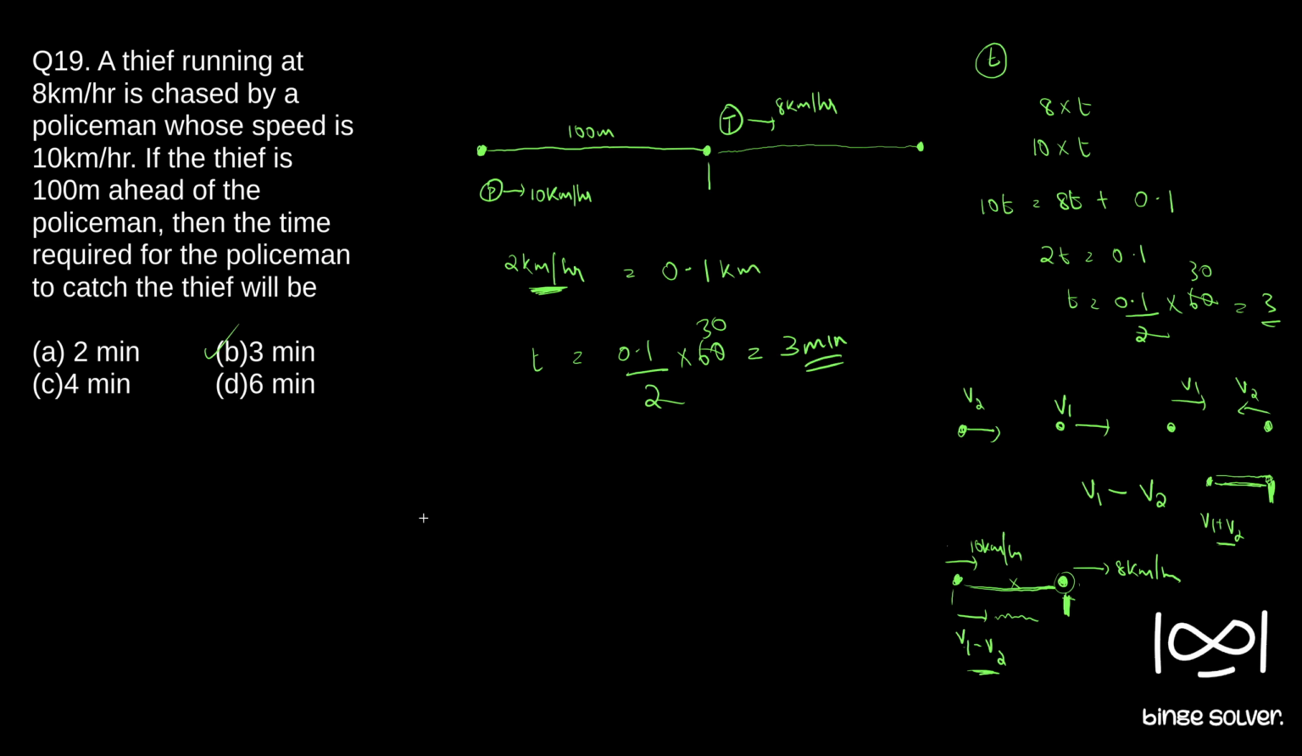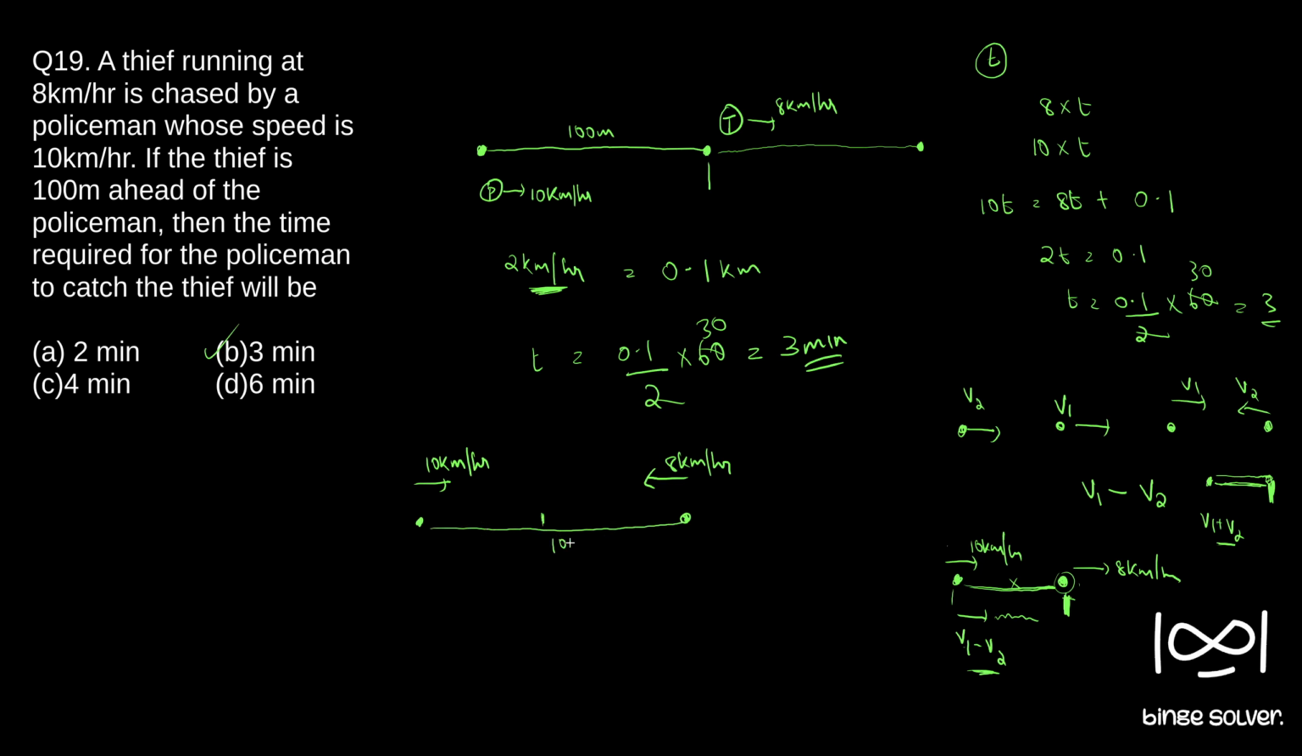Just for the sake of understanding, I will give another case where, say, the policeman is running at 10 km per hour in this direction, and the thief is running at 8 km per hour towards him. So this is highly unlikely. Say, instead of policeman and thief, it was two cars, and the question is at what point they will meet. Using relative velocity, it is very simple.